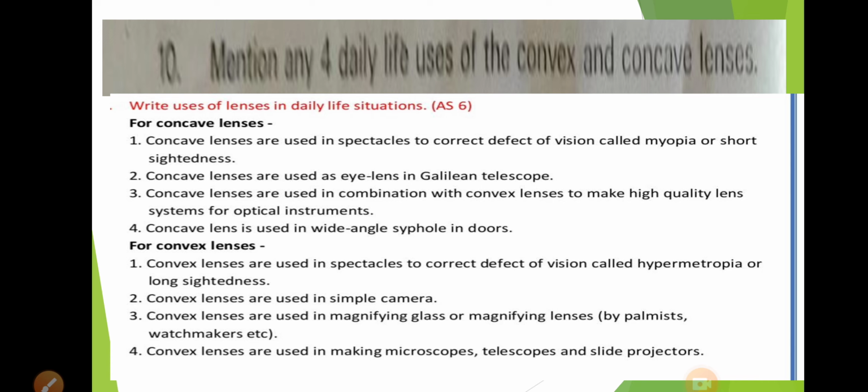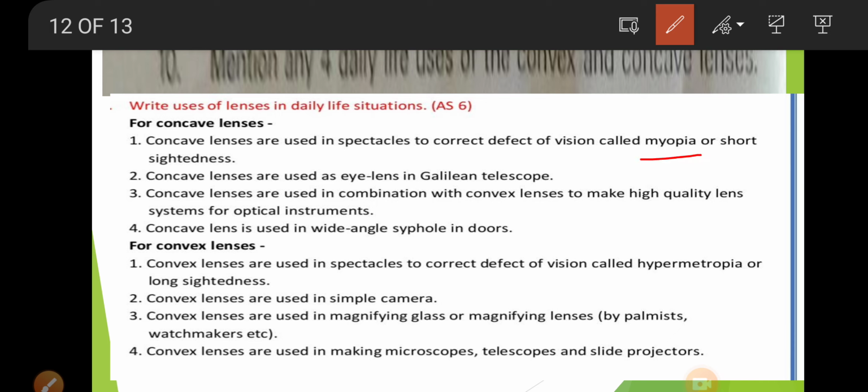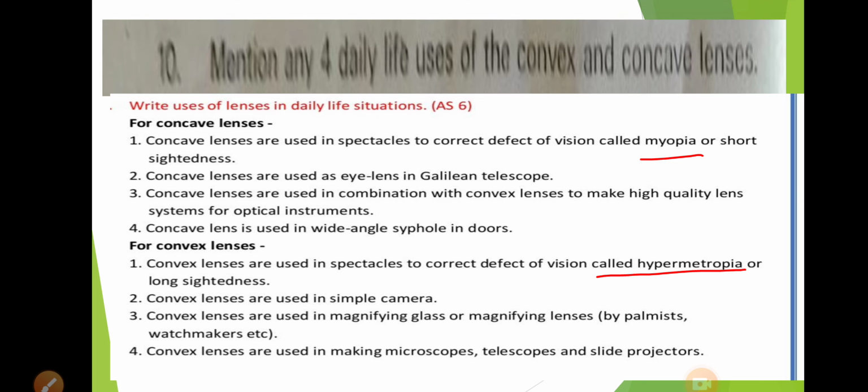Next, convex lenses are used in spectacles to correct the defect of vision called hypermetropia or long-sightedness. Concave lens is used for myopia. Convex lens is used for hypermetropia. Convex lenses are used in simple cameras. Convex lenses are used in magnifying glasses or magnifying lens. Next, convex lenses are used in making microscopes, telescopes and slide projectors. Okay, this is only the first section.